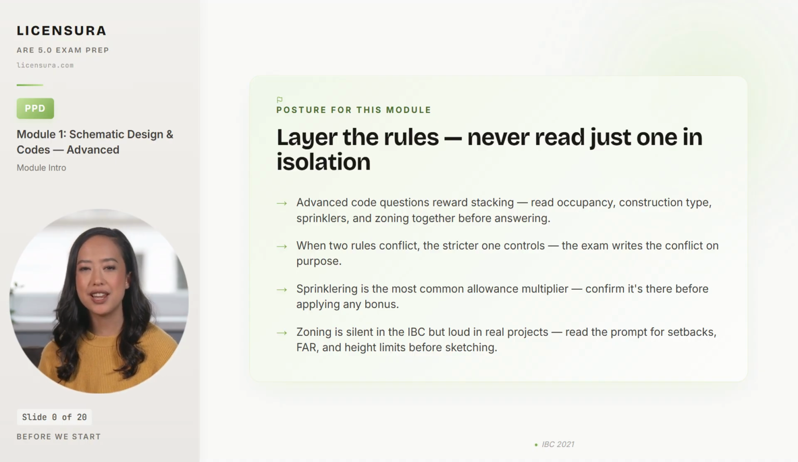Third, sprinklering is the single most common allowance multiplier in the code, but the bonus only applies if the building is actually sprinklered. Read the prompt for that detail before applying any area or height increase. And fourth, zoning is silent in the IBC, but it controls in real projects and on the exam. Setbacks, floor area ratio, and height limits from the municipal code can shrink the building before any building code calculation even begins. With that posture set, we step into section 4.1.